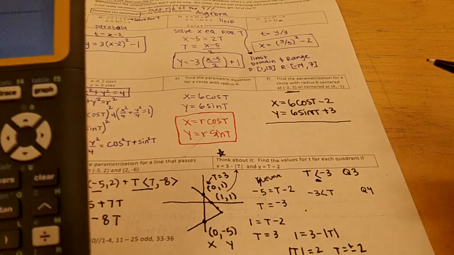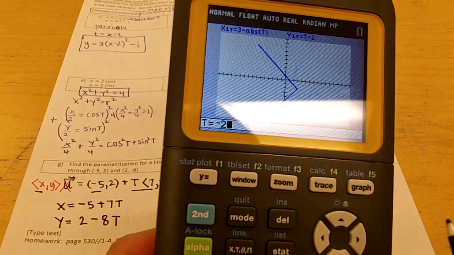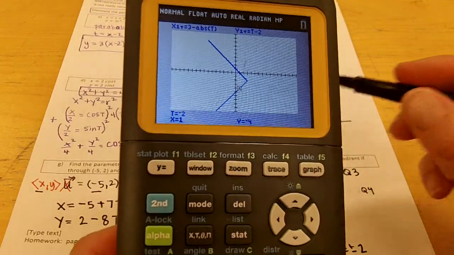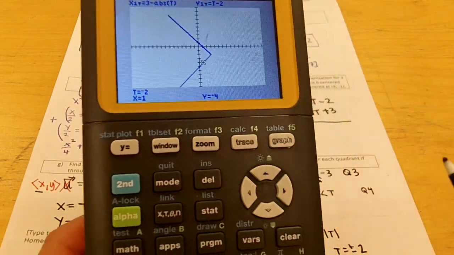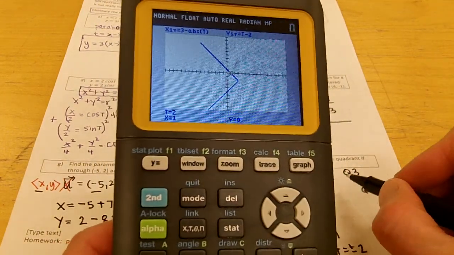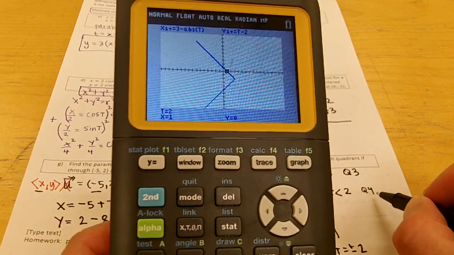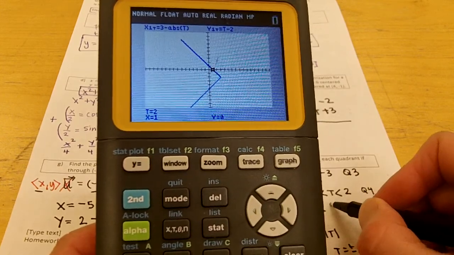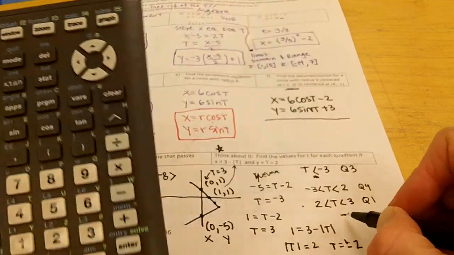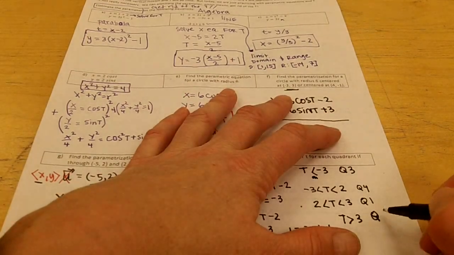Do you guys remember that? So now, if I plug in negative 2, I think that I'm going to be right there on the x here. Oh, I already know that that's still in the fourth quadrant. And if I plug in positive 2, there I am right there. So when t is from negative 3 to 2, I'm in quadrant 4. And then from 2 to 3, I'm in quadrant 1. And then anytime t is greater than 3, you're in the second quadrant.